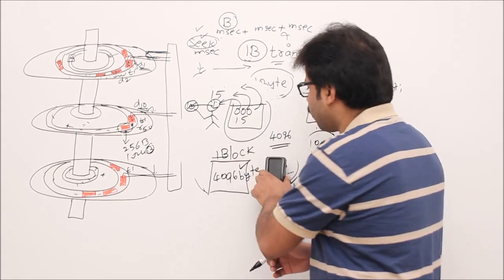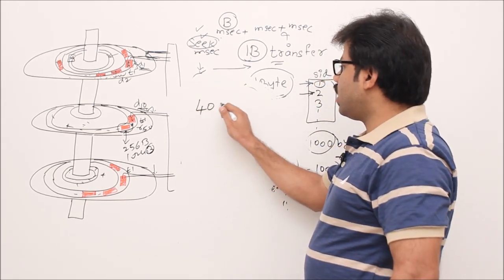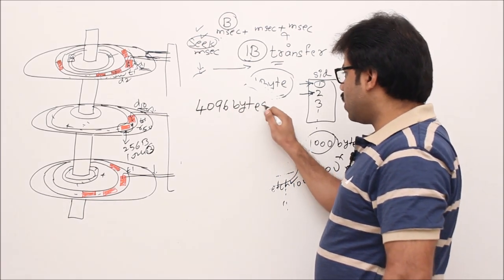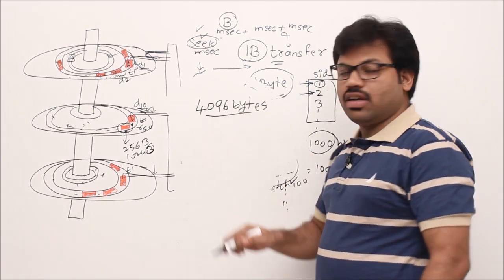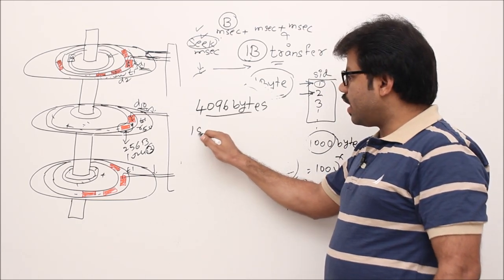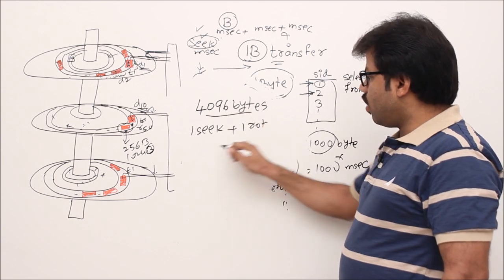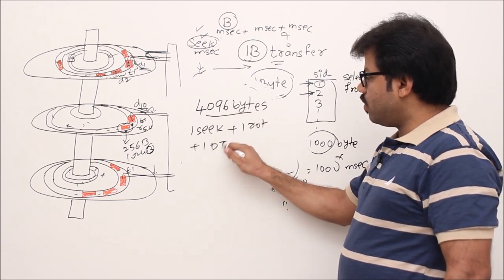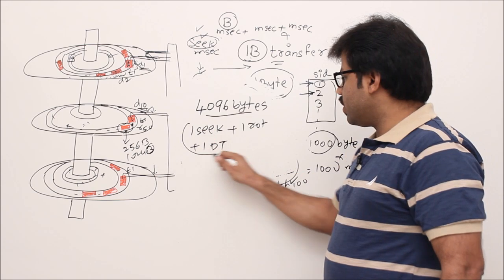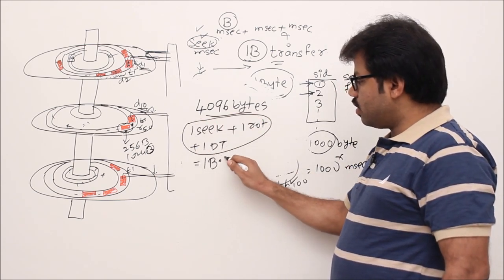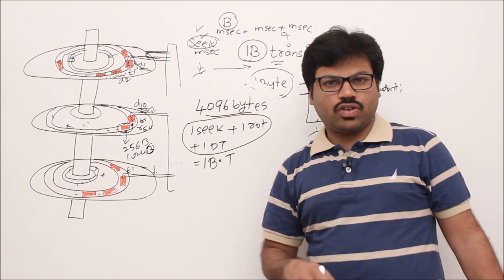So to fetch 4096 bytes, if the block size is 4096 bytes, then after all it takes only one seek time, one rotational time and one data transfer time. So this entire thing, let's say we call one block transfer time, correct? So it only takes one block transfer time.